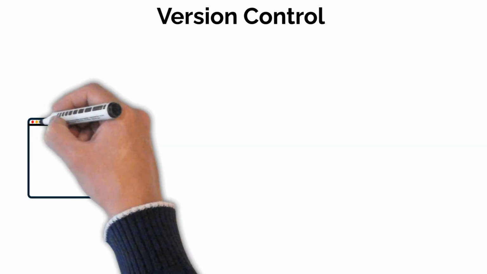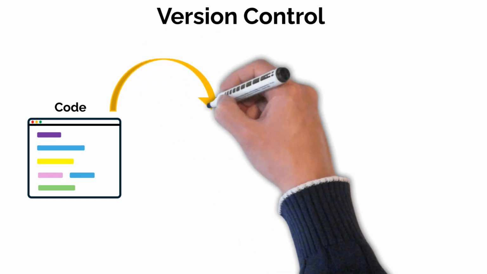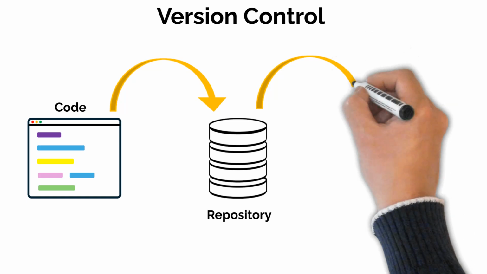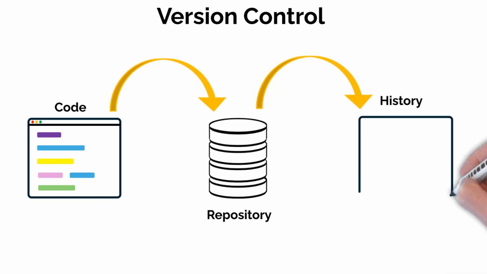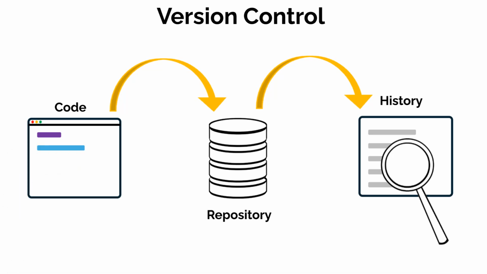A version control system keeps track of changes made to our code over time, storing them in special databases called a repository. This allows us to view our project's history and see who made what changes as well as when and why. We can also revert our code to a previous version if something goes wrong. In simple terms, version control helps us to track changes and collaborate efficiently.